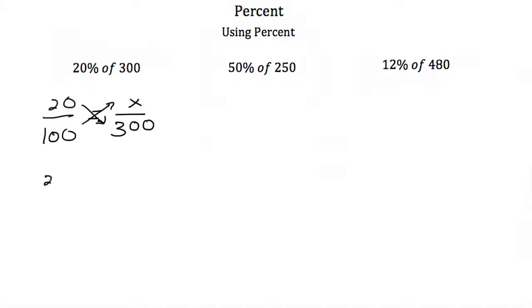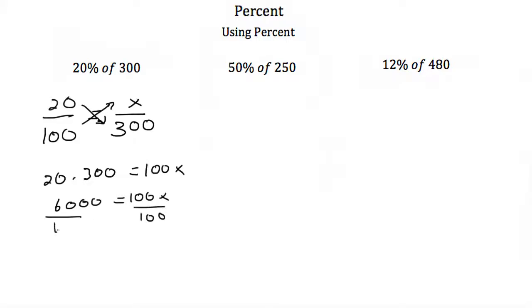and we'll get 20 times 300 is equal to 100x. Well, 20 times 300 is 6,000, and that's equal to 100 times x. And if I divide both sides by 100, I'm going to get x is equal to 60. So 20% of 300 is 60.